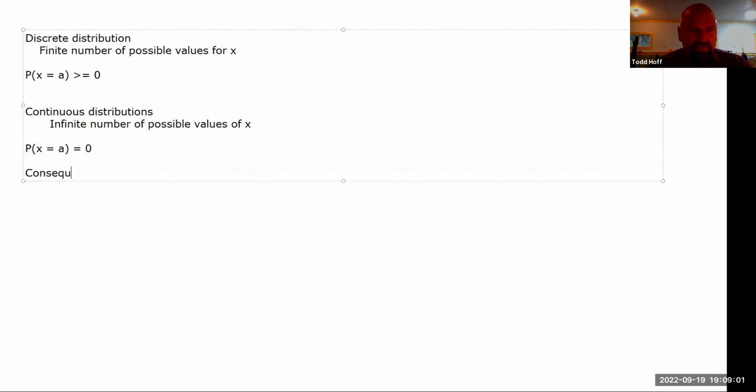Because of that, the consequence is the probability of x being less than or equal to a value is the same as the probability that x is strictly less than that value, because the probability of being equal to is always going to be 0. And this drastically simplifies our calculations when we're dealing with continuous probability distributions. So let's do some examples of a continuous probability distribution.